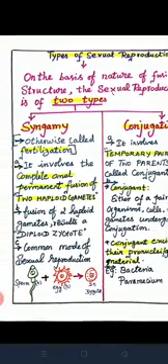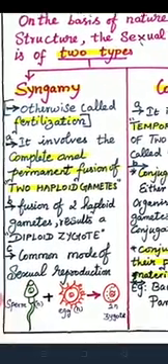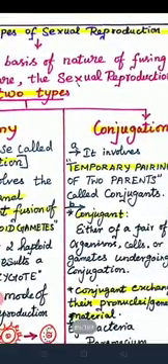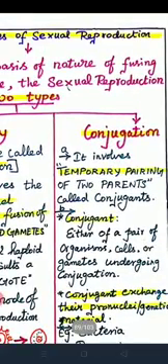Right? So it involves the complete and permanent fusion of two haploid gametes. Fusion of two haploid gametes results in a diploid zygote. It is actually a common mode of sexual reproduction. The second type of sexual reproduction is conjugation.